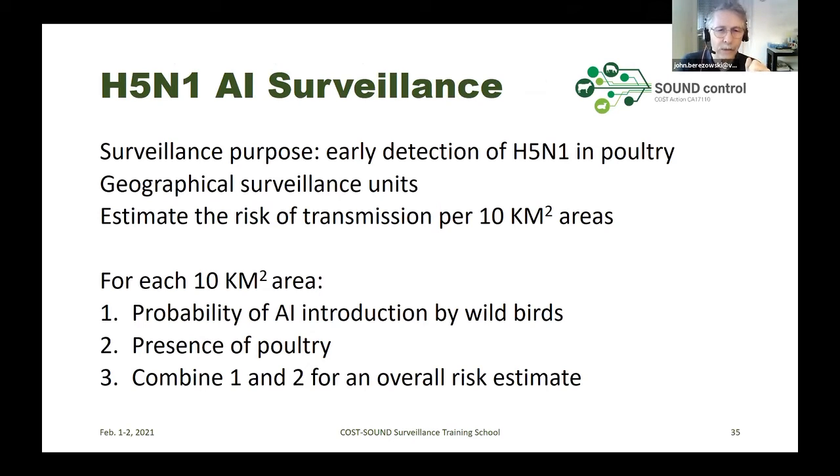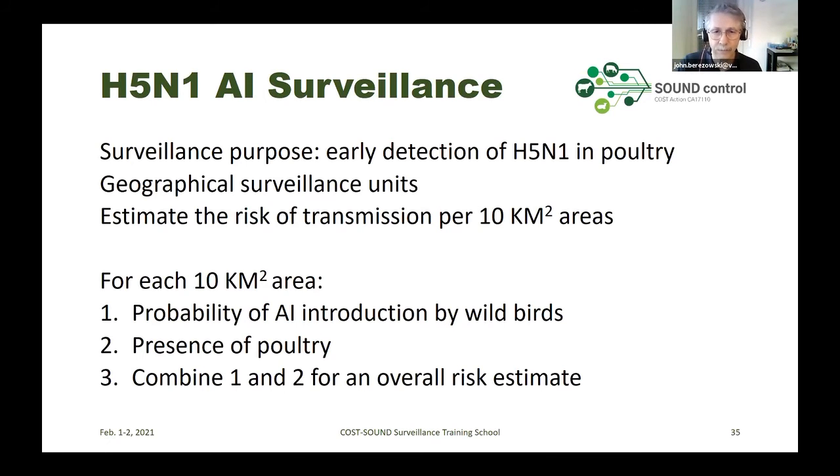They divided the country into surveillance units, each one 10 kilometers square. And for each 10 kilometer square area, they estimated the probability of AI introduction by wild birds. And they also looked at the presence of poultry in each of those areas, and then they combined the first one and the second one for an overall risk estimate for each 10 kilometer area, and then they focused their surveillance on the high risk areas.